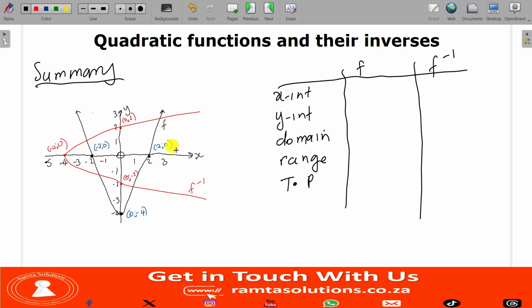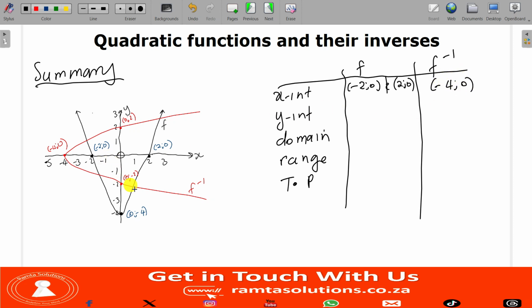What was the x-intercept for the original? It was 2 and 0, or negative 2 and 0, and positive 2 and 0. So what is the x-intercept for the inverse? It was negative 4 and 0. Negative 4 and 0. Okay.